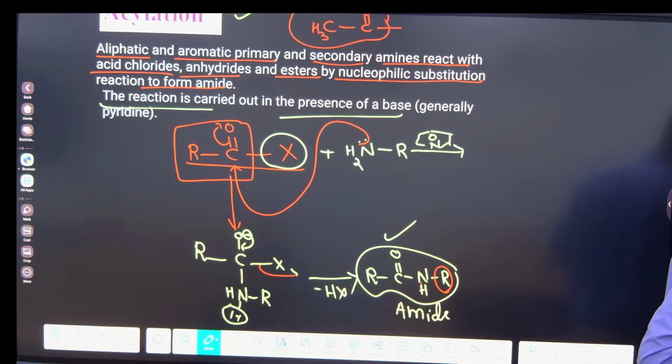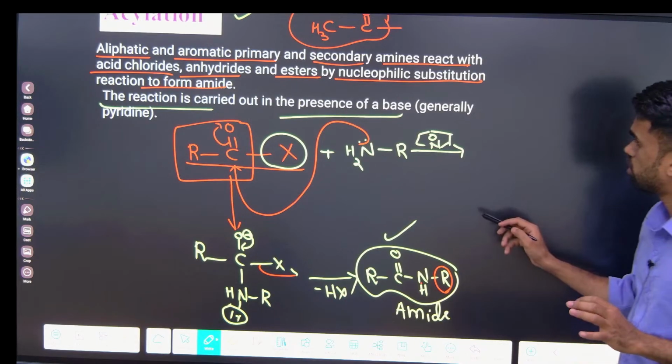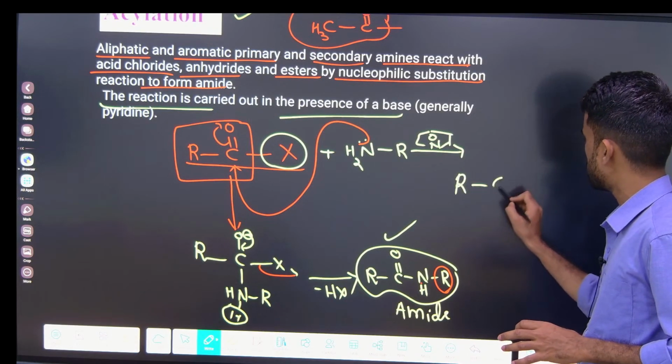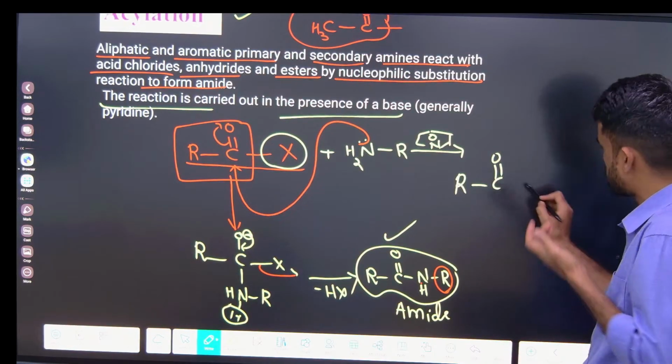Right, let's move forward. So the tricky way here you need to remember is that directly you can write the product, no need of writing all these mechanistic steps.